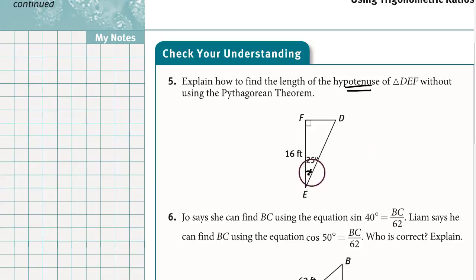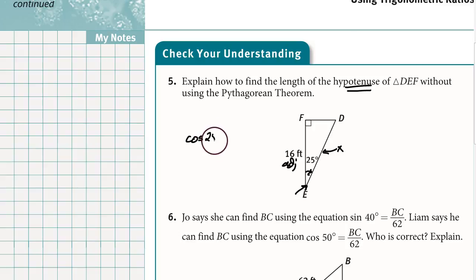Focus your attention on the acute angle that you know the measure of. That's this one here, the 25 degrees, the angle E. Look there. We're basing everything from this position. What side has the 16 on it? It's the adjacent. What side are we asked to figure out? The hypotenuse. We don't know what it is, so we might call it x. Now, which trig function uses adjacent and hypotenuse? That's cosine.